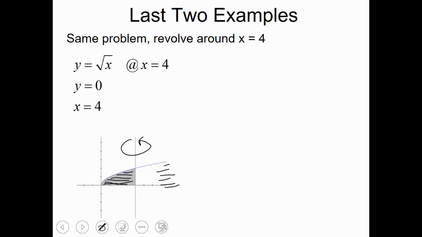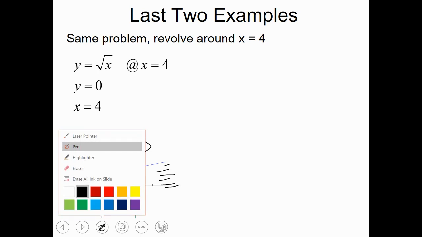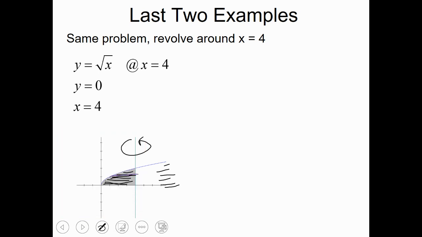My radius will be this length. Let me put it in different colors so it stands out a little bit better. This is going to be my radius. And my slicing is going to happen from this height 0 to this height 2. So when I write my radius, when you're doing a radius and it's in terms of y's, what you want to think of is right minus left to find that radius.